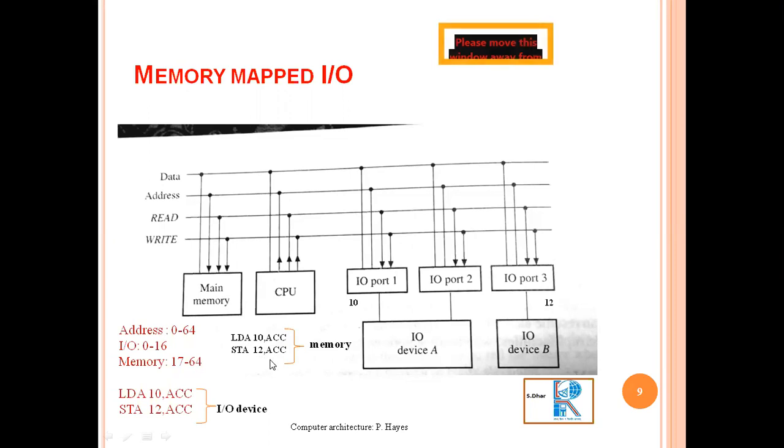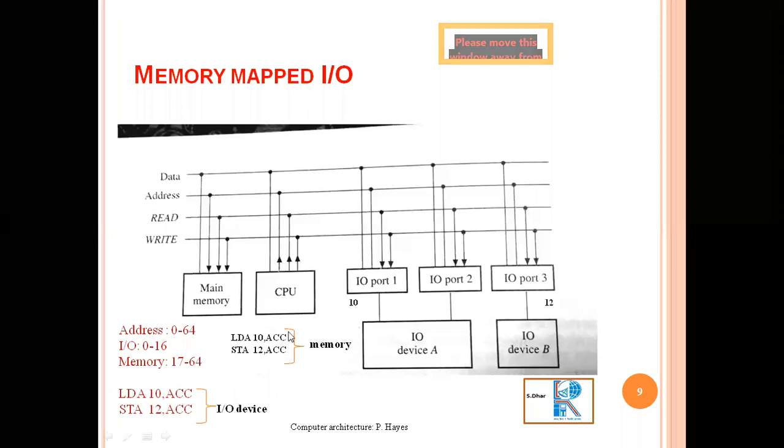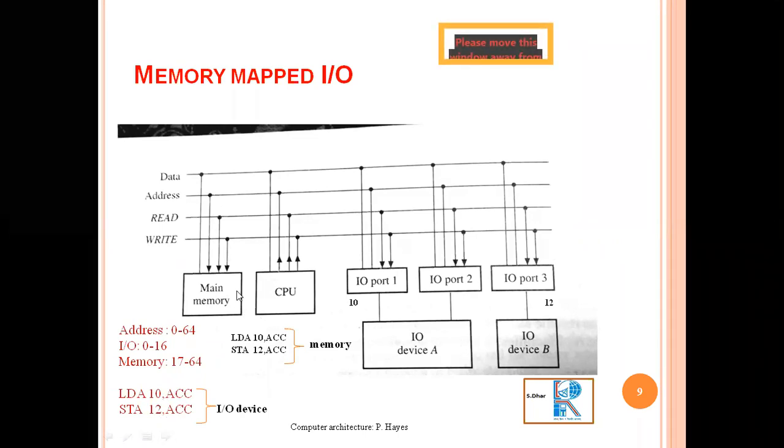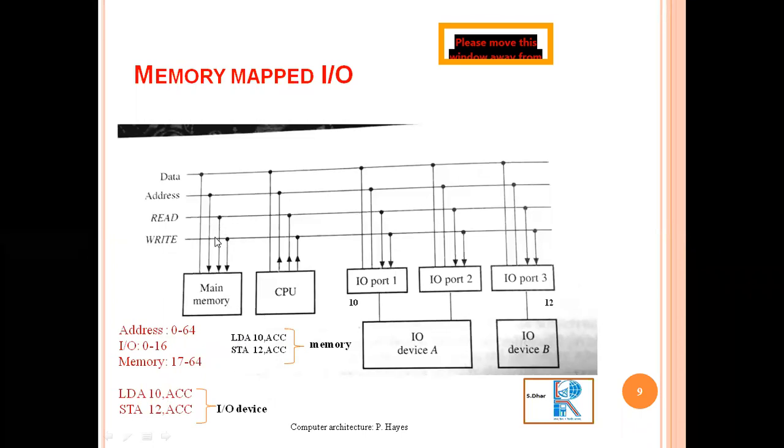So the CPU will understand that this is again a memory operation, not an IO device operation, because the IO device address is reserved only for 0 to 16, not from 17 to 64. That means if the address is more than 17, obviously it will be a memory transfer operation, not an IO transfer operation. So this is called memory mapped IO. Clear? That means when this instruction is executed, the read and write signal for the IO port will be activated, not for the memory. Similarly, when this instruction is executed, the read and write operation for the main memory will be activated, not for the IO port. Clear? So this is called memory mapped IO.